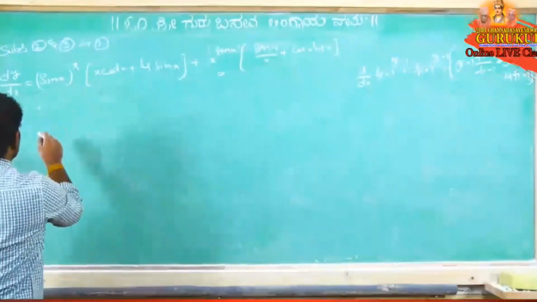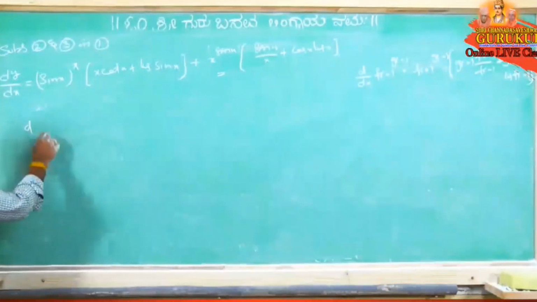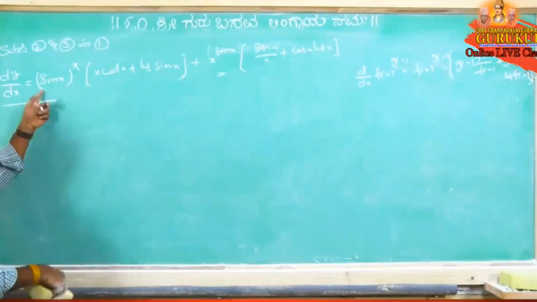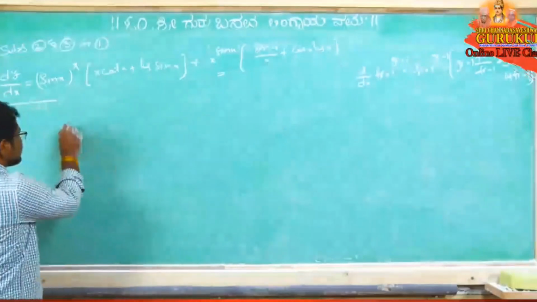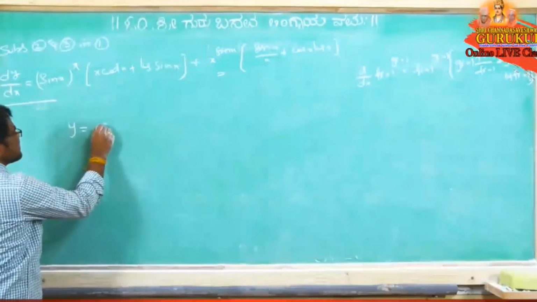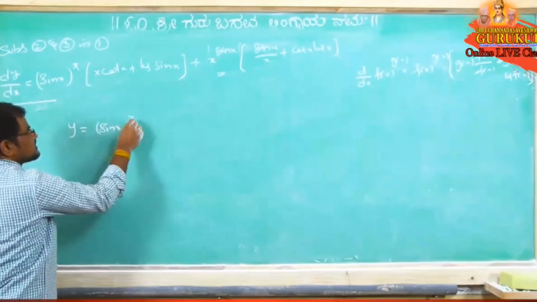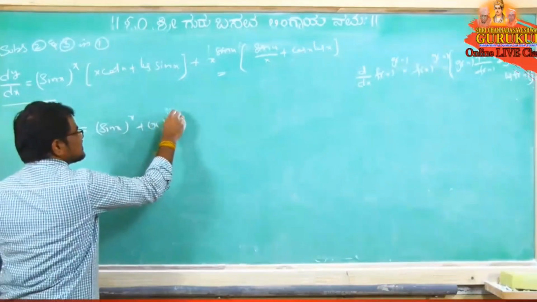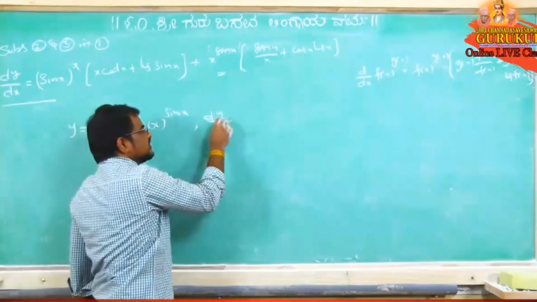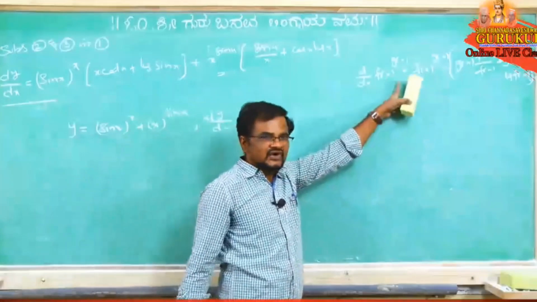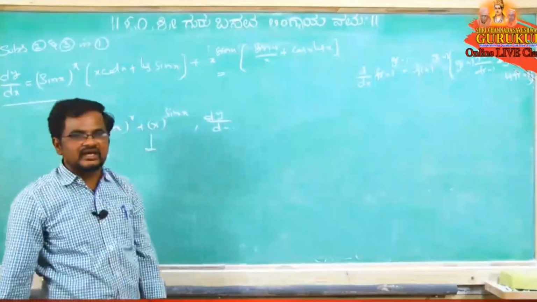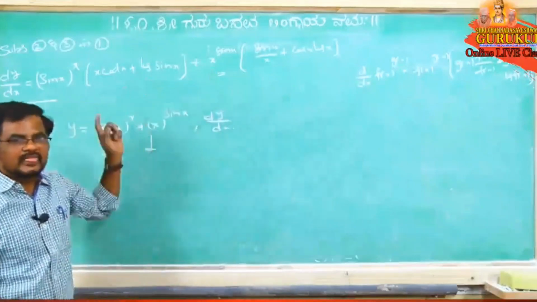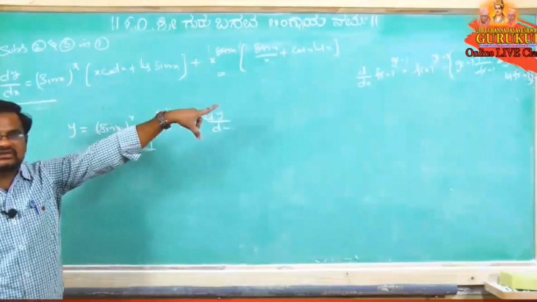Suppose the same problem they ask in the entrance exam, what do we have to do? Directly for the first one and the second one, y equal to they have given: sin x whole power x, and x power sin x. In the entrance they ask to find dy by dx. So this formula for this one and this one, you can apply directly. So check the answer. For this one, apply that one.